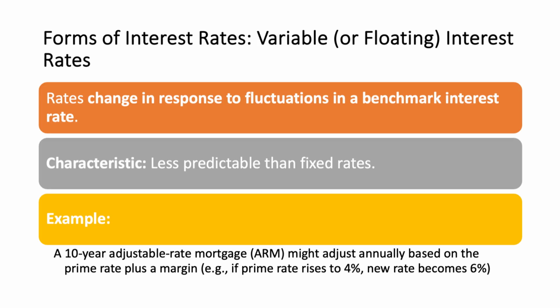This makes them less predictable compared to fixed rates, since your payments or returns can increase or decrease as market conditions change. For example, imagine a 10-year adjustable rate mortgage, ARM. It might start at a lower interest rate, but it adjusts annually based on the prime rate plus a margin. If the prime rate rises to 4% and the margin is 2%, then your new interest rate becomes 6%. This means your monthly payments could suddenly increase, making it riskier compared to fixed loans. The key takeaway is that variable rates can be beneficial when rates are low, but they expose borrowers to higher costs if market rates go up.